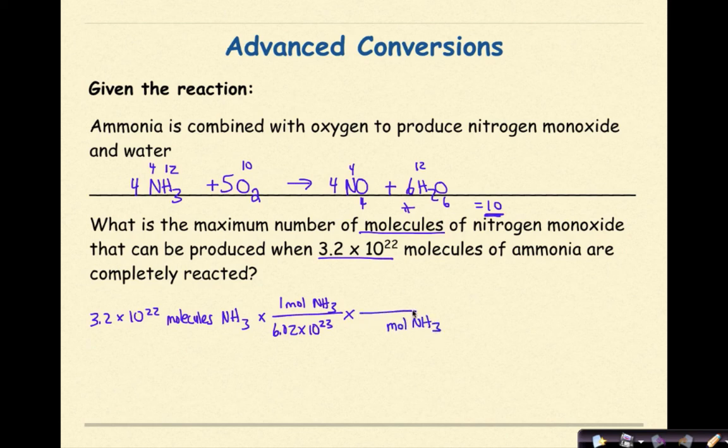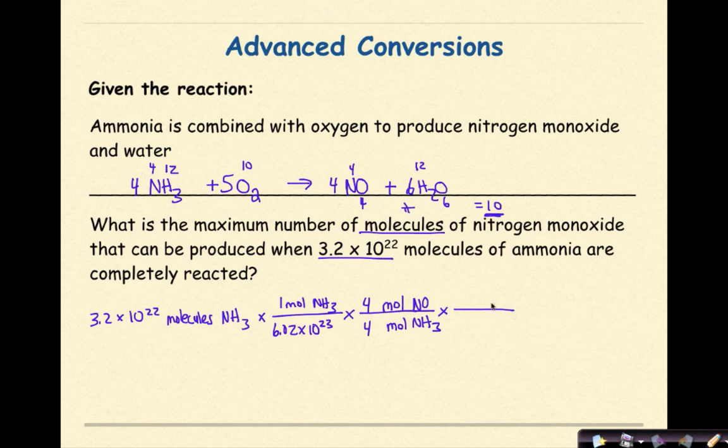So I'm going to do moles of ammonia. And what do I want here? I want nitrogen monoxide, because ultimately I want molecules of nitrogen monoxide. But I need to get it to moles of nitrogen monoxide first, because that is my base unit. So this step right here is where I go up to my coefficients. The coefficient in front of NO is 4. The coefficient in front of NH3 is 4. So now I'm in moles of nitrogen monoxide.